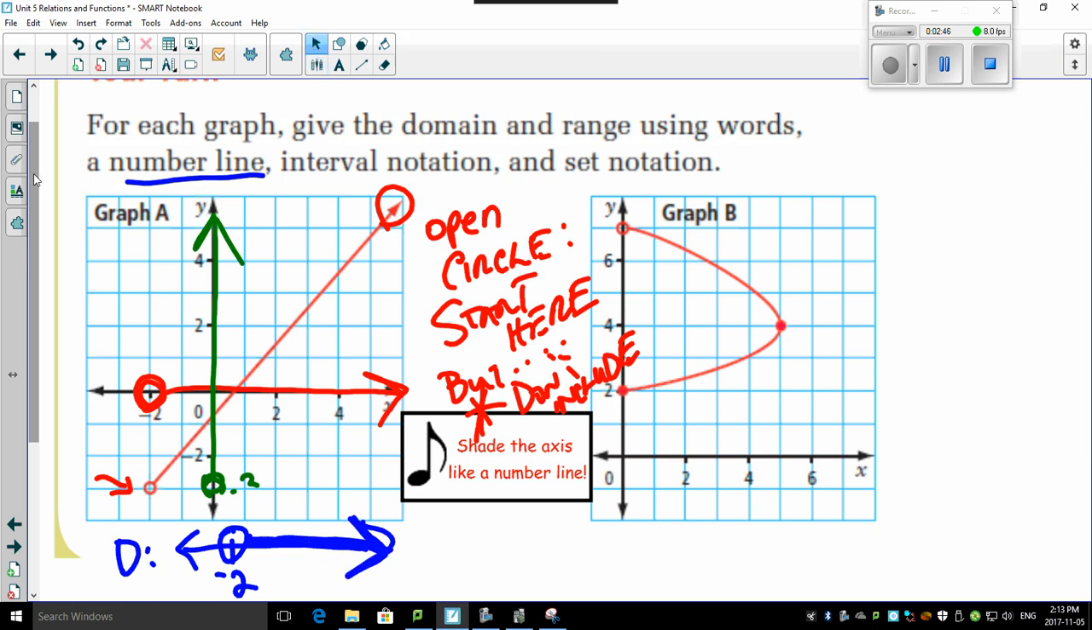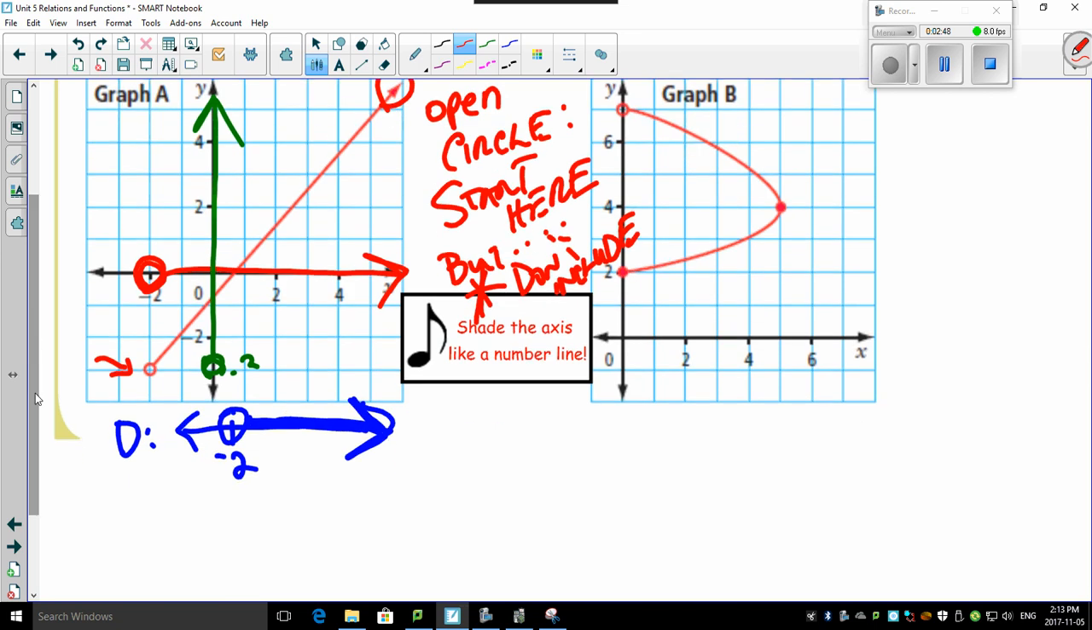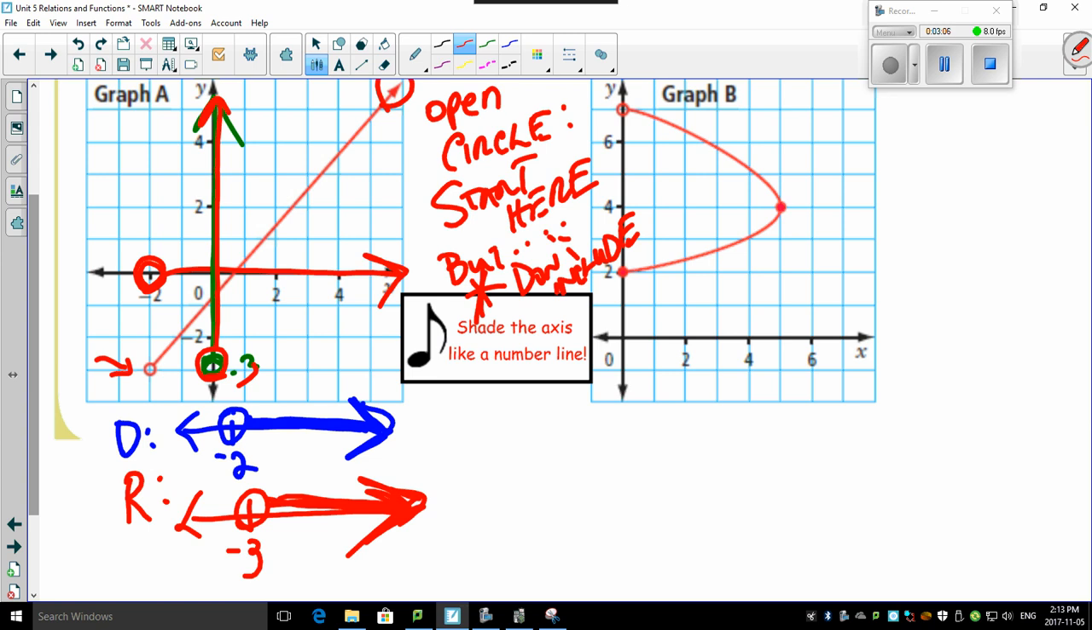Range, on the other hand, very simple. The range then starts at -3, but again, because of the open circle, we don't include it, and it goes onwards, upwards. Upwards and onwards, and you would do that. There's your number line. Boy, that's just way too easy.